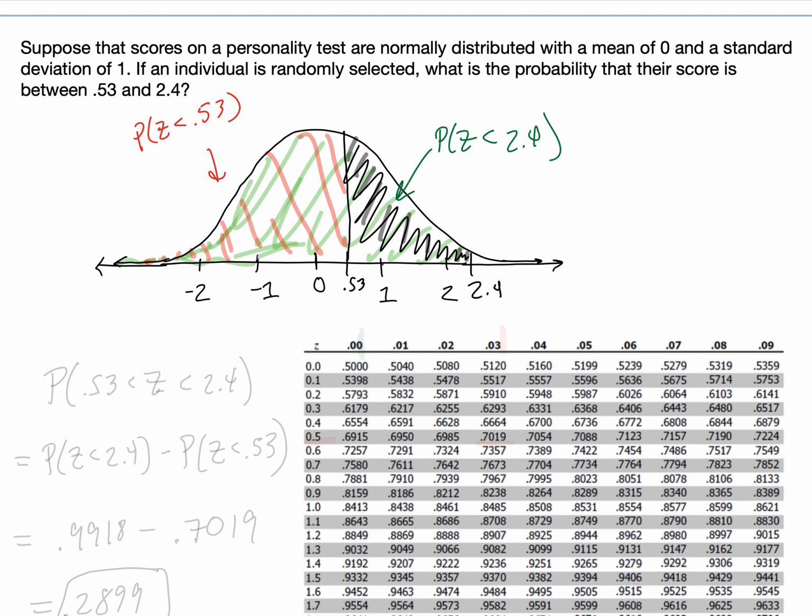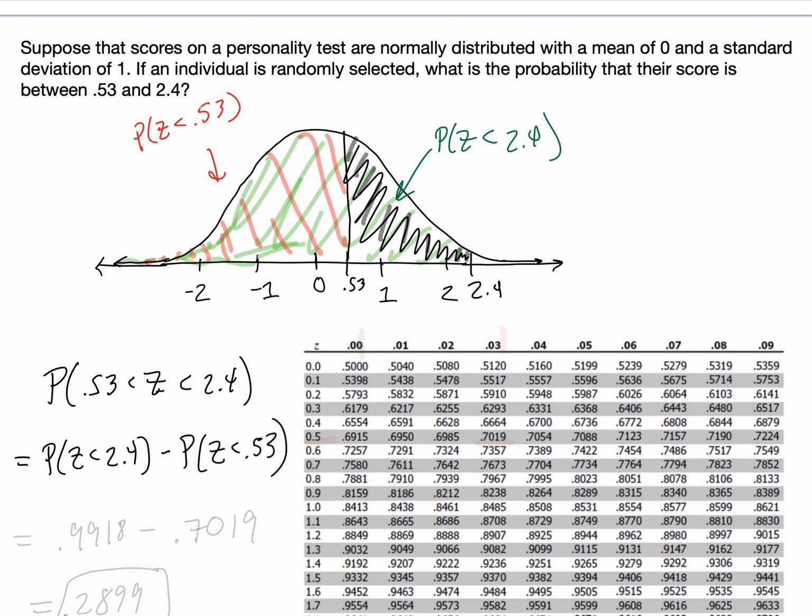And to find that value in the middle, what we can do is take the probability in green, the probability that z is less than 2.4, and subtract from it the probability in red, the probability that z is less than 0.53. So in other words, the probability that 0.53 is less than z, which is less than 2.4, is equal to the probability that z is less than 2.4 minus the probability that z is less than 0.53.